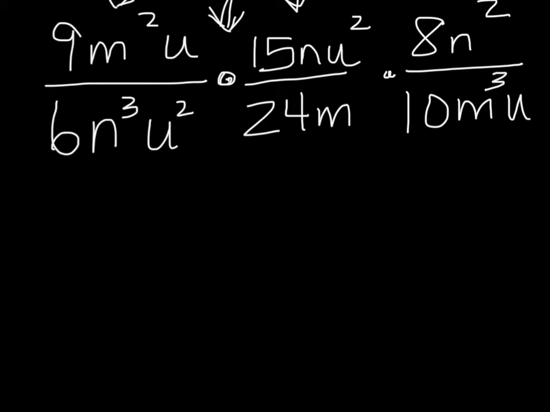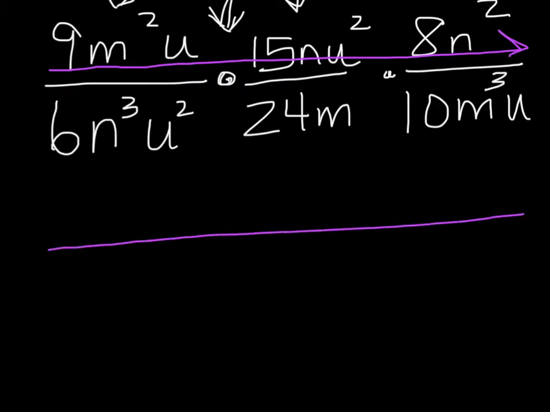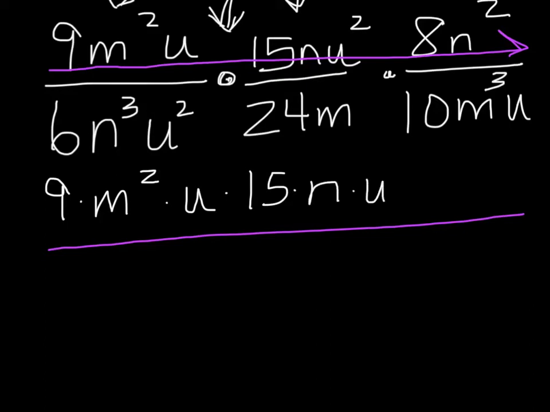All right, so we're starting at the next stage that I just left you off. Now I'm going to use the multiplication of fractions rule, where you multiply your numerators straight across. Okay, so I'm going to set up my fraction bar, but I'm going to make it long because I'm going to write those fractions. So I have 9 times m squared times u times 15 times n times u squared times 8 times n squared.